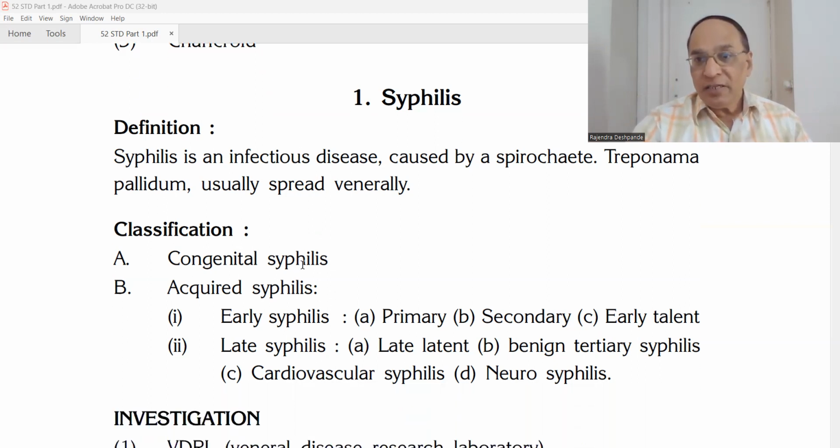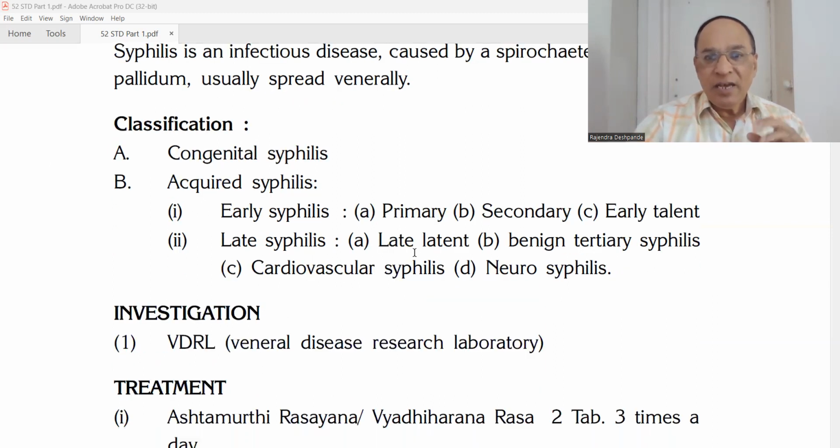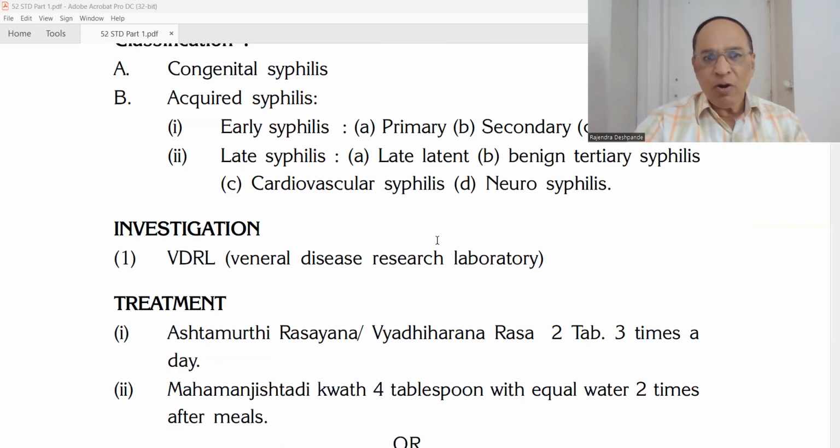Classification: congenital syphilis from the infected mother, and acquired syphilis, for example, early syphilis: primary, secondary, and early latent. Then late syphilis, late latent. This is a printing mistake, my dear friend. It is not talent, it is not talent. It is the same word, latent. Benign tertiary syphilis, cardiovascular syphilis, and neurosyphilis. This neurosyphilis is the main problem, the danger.